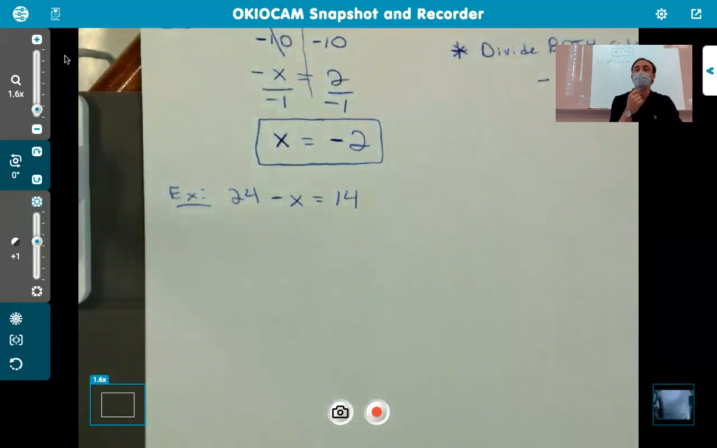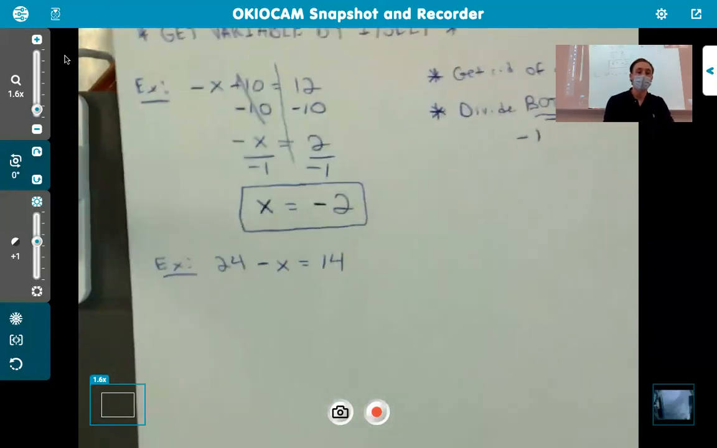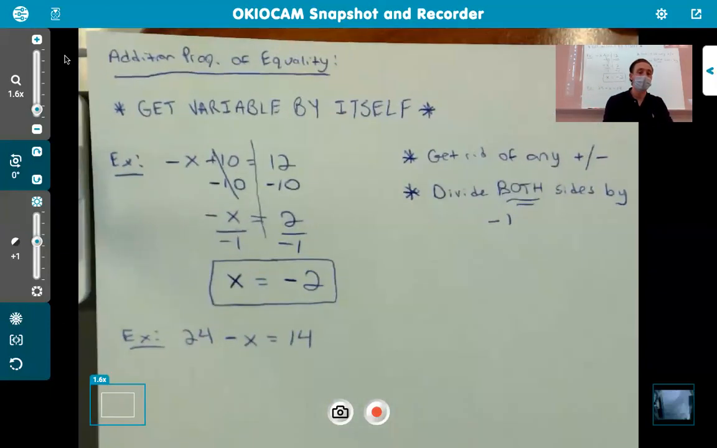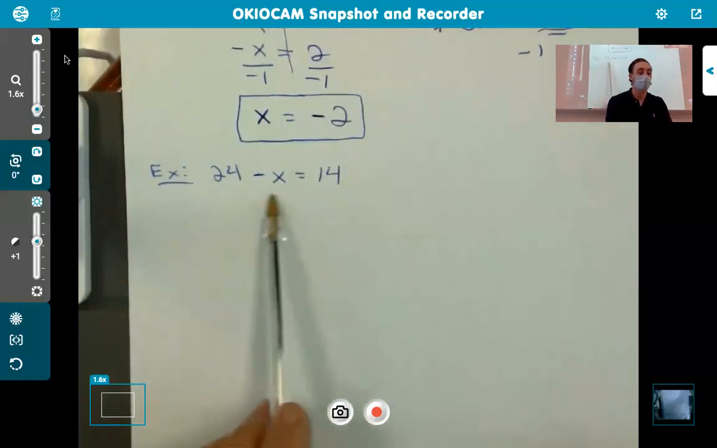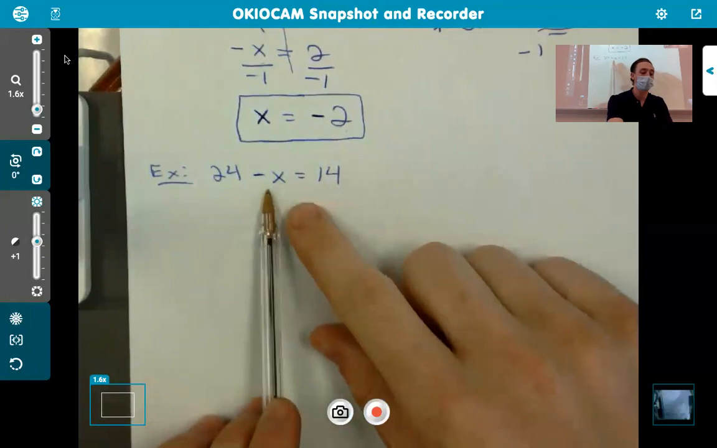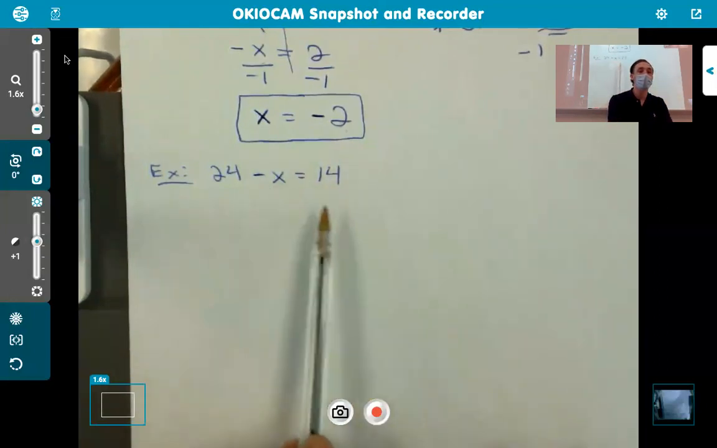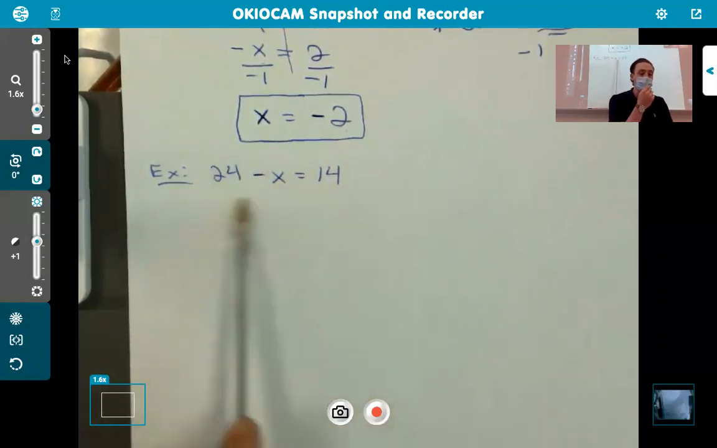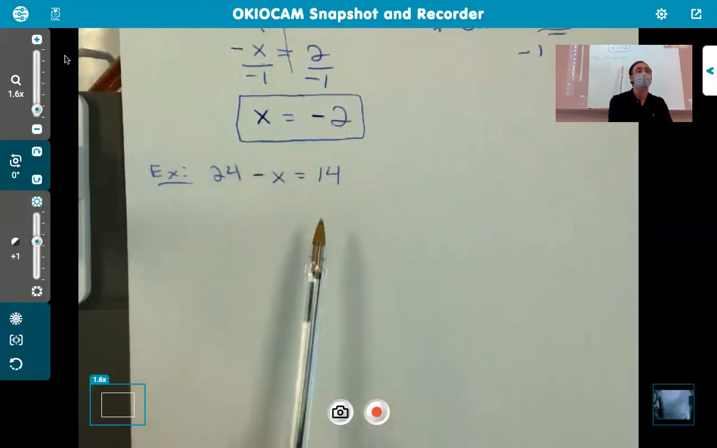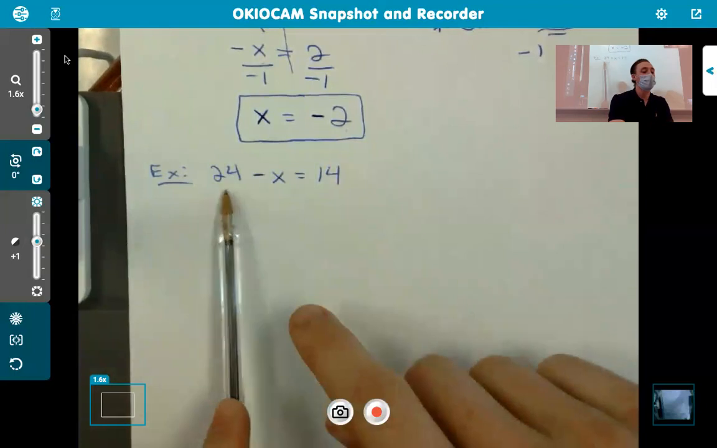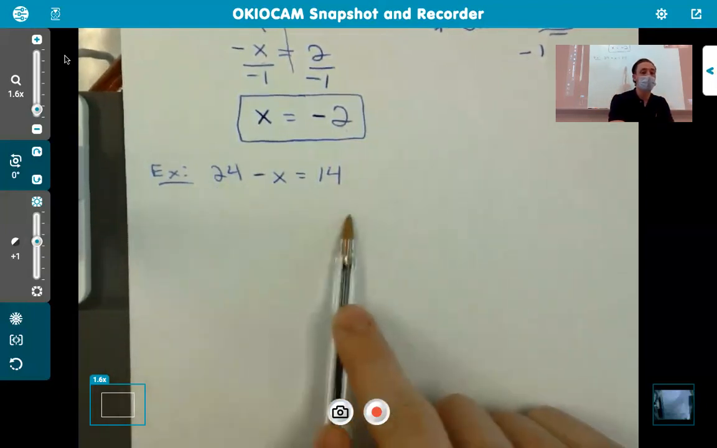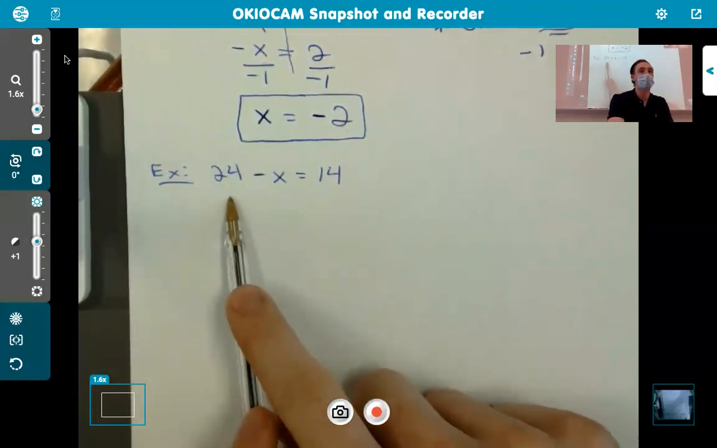24 minus x equals 14. Well, the first thing I need to do is get rid of any addition or subtraction. What's the other term that's with my variable right now? So I have this x. My goal is to get that by itself. What else is being added or subtracted on this side? 24, right? I have a positive 24. Well, how do I move the positive 24 to the other side? What do I have to do to get rid of 24?